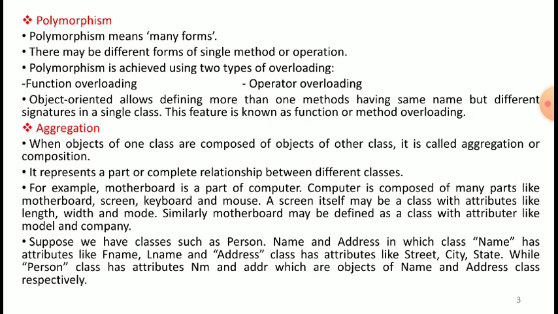Next topic is aggregation. When objects of one class are composed of objects of another class, it is called aggregation or composition. It represents a part-of or whole relationship between different classes. For example, a motherboard is a part of a computer. A computer is composed of many parts like motherboard, screen, keyboard and mouse.